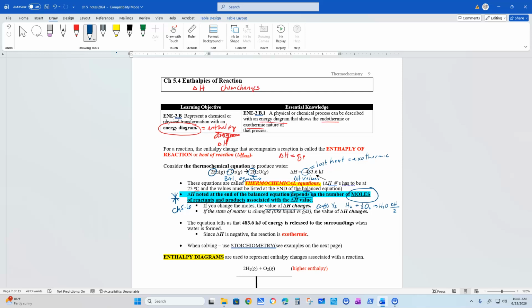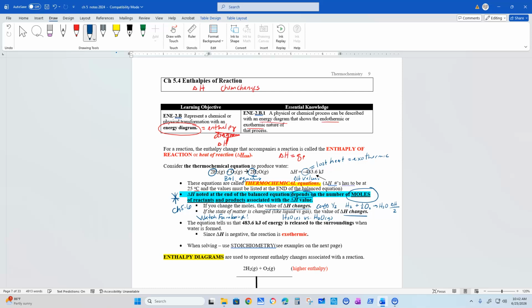Next, if the states of matter change, like if you take that water as a liquid versus water as a gas, that value of delta H is going to change too. So you're going to see an example coming up in this video where you're going to watch Fairbraw go over and explain that. What happens if I take that equation and go from a liquid to a gas? So I'm going to make a note right here: watch Fairbraw's video.